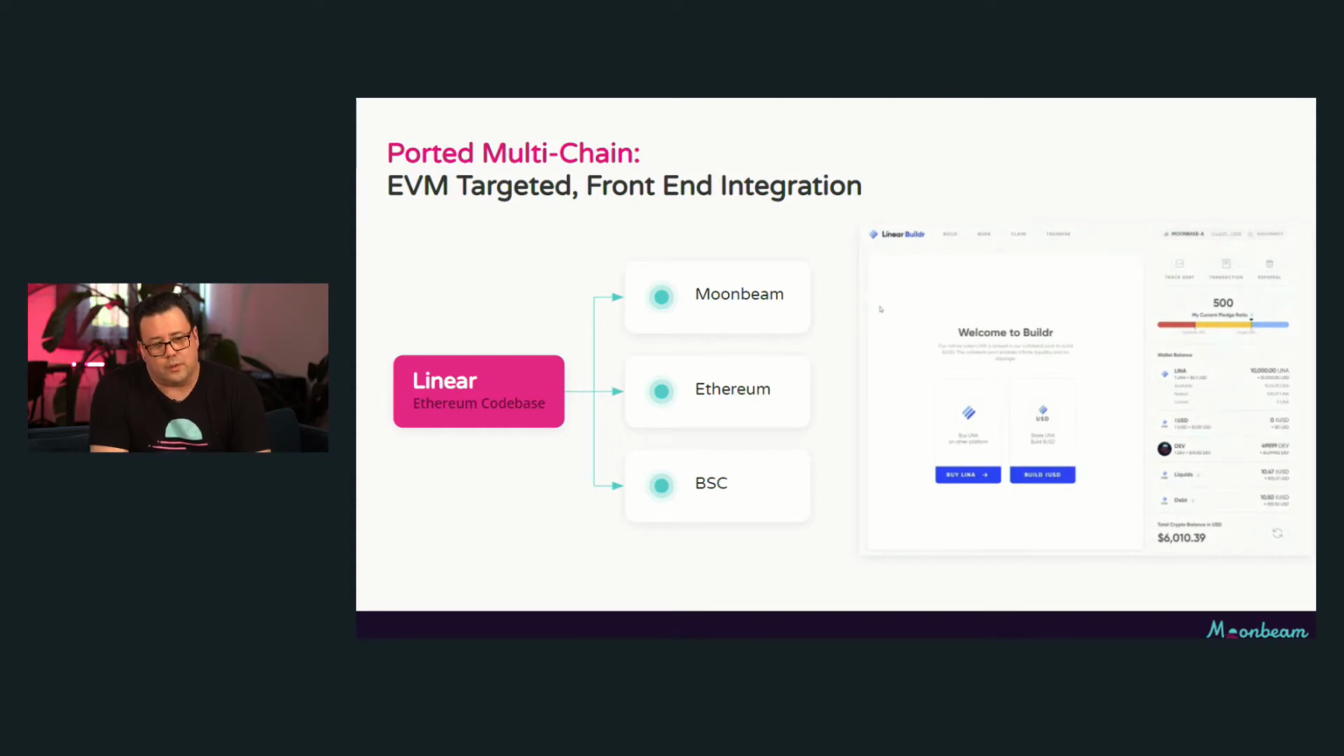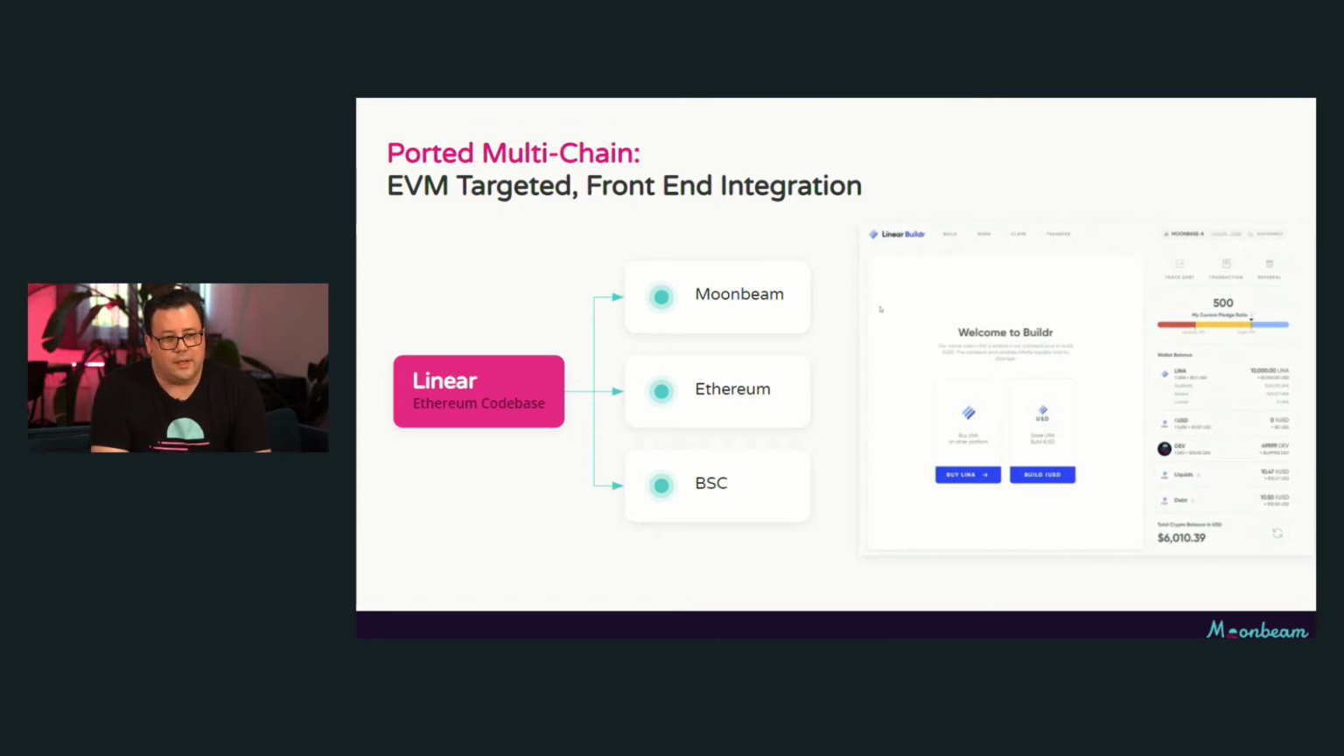Moving on to this ported multi-chain idea, again, a lot of the projects we're working with are pursuing this. Let me use a specific example to make it clear what we're talking about here. We have a partner, Linear Finance. They're building a synthetics platform, and they have a strategy of deploying to 3 destinations: Moonbeam, Ethereum, and Binance Smart Chain.